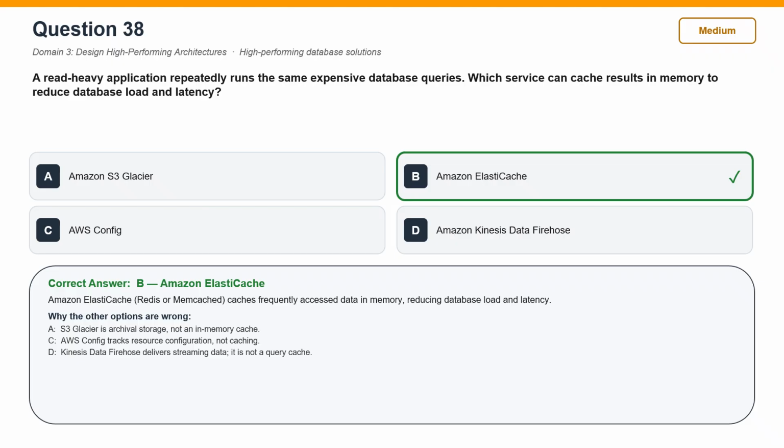Amazon S3 Glacier is incorrect. S3 Glacier is archival storage, not an in-memory cache. AWS Config is incorrect. AWS Config tracks resource configuration, not caching. Amazon Kinesis Data Firehose is incorrect. Kinesis Data Firehose delivers streaming data. It is not a query cache.